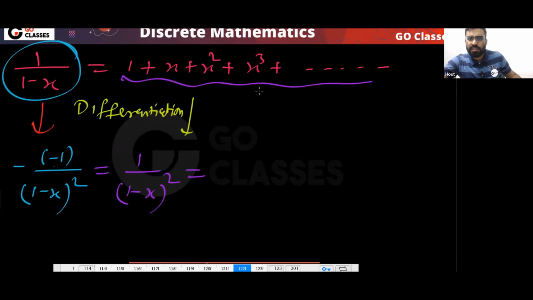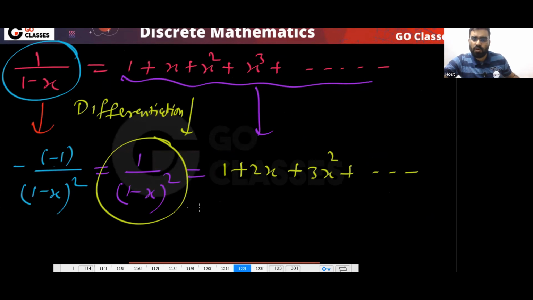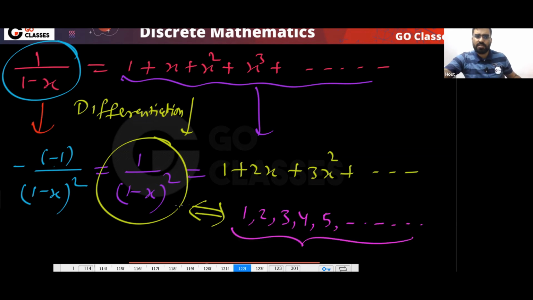And from this what will you get? You will get 1 plus 2x plus 3x square plus and so on. So tell me, this generative function is for which sequence? This is the generative function for this sequence. So using the differentiation, you can find generative function for another sequence. Is this point clear what I'm saying?